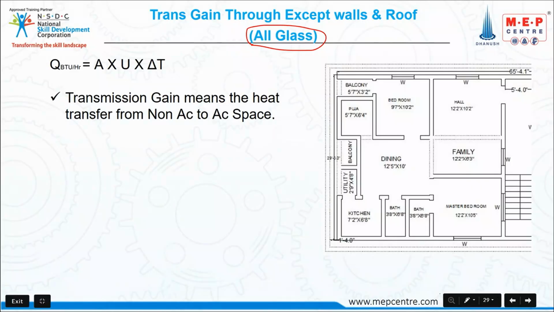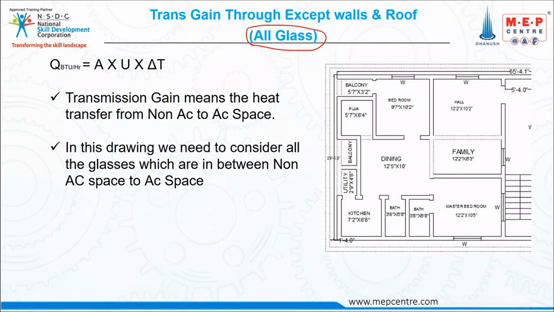Transmission gain means the heat transfer from non-AC space to AC space. Okay, the heat transfer from non-AC space to AC space is considered as transmission gain. So in the drawing, we need to consider all the glasses in between non-AC space to AC space. Okay. So here, this is non-AC space. So हमें ये glass को consider करना पड़ेगा, right? As this is AC space.